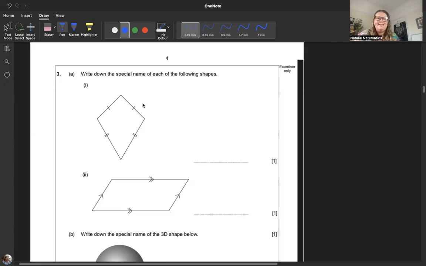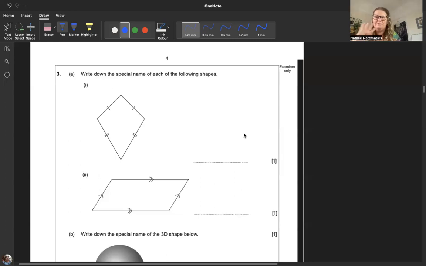So question number 3, write down the special name for each of the following shapes. Now, okay, so we've got a 4-sided shape. And here we've got a 4-sided shape. Now, a 4-sided shape generally is called a quadrilateral.